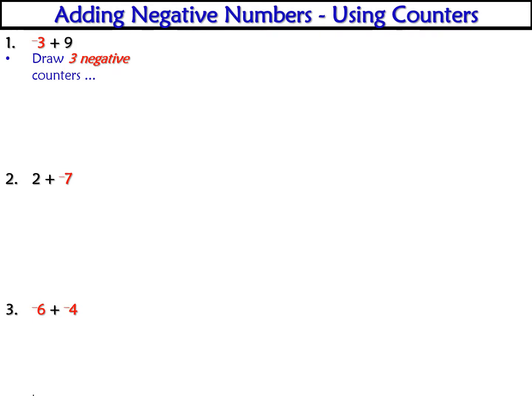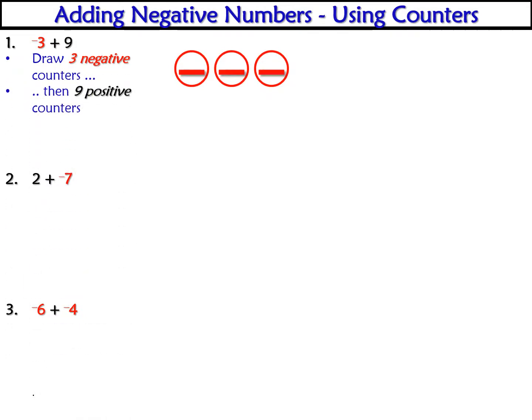One method you can use is by using counters. So we're going to start by modeling that negative 3 with 3 negative counters. Then we're going to model that second integer of positive 9 with 9 positive counters.